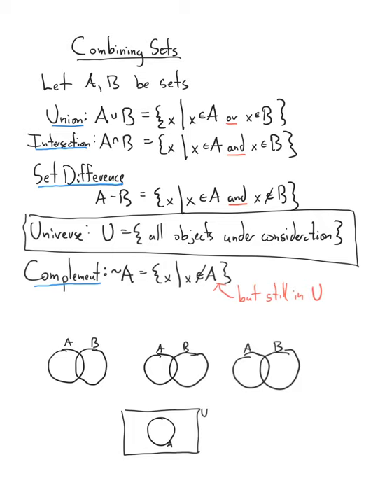Well, the union is everything that's in A or that's in B. So it could be in either set. So the union, I'll do this in blue, A union B, is all of this area. In fact, let me try and shade this in.